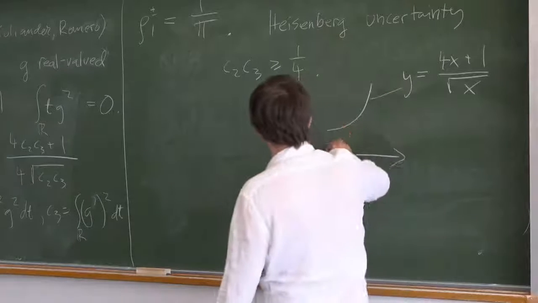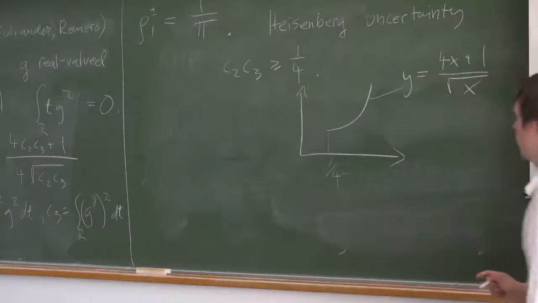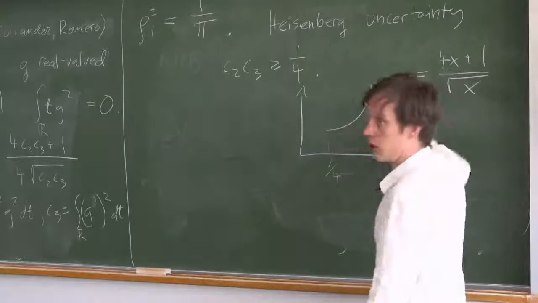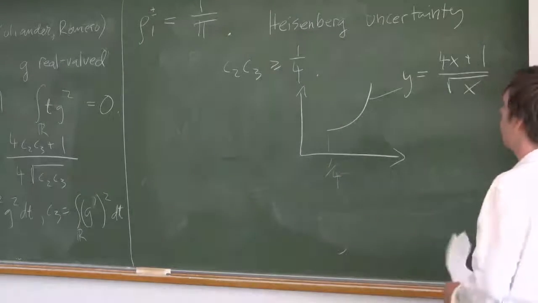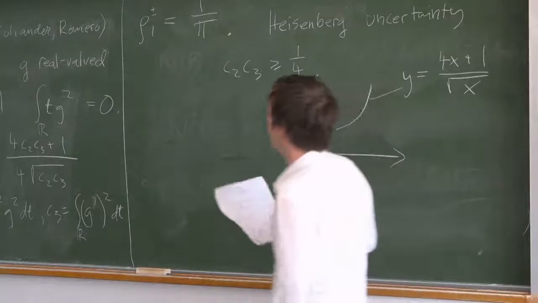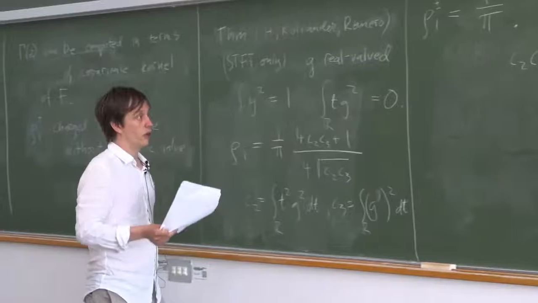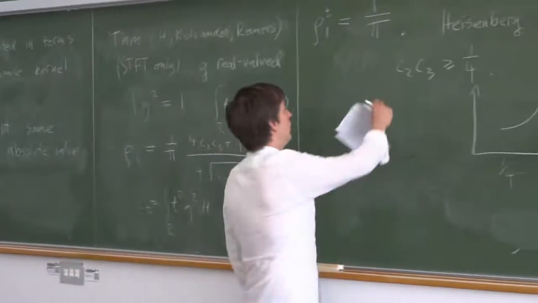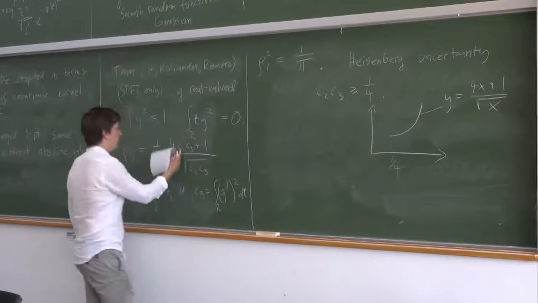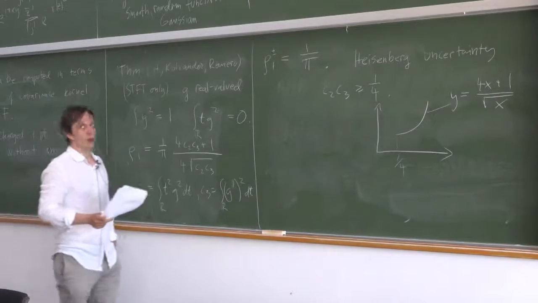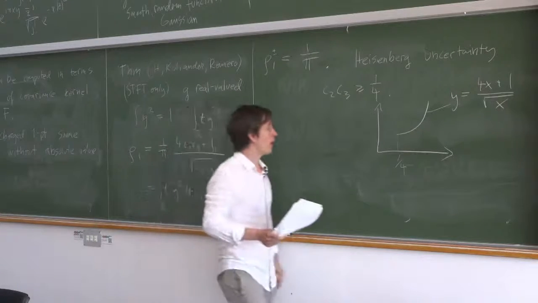And here I have a global minimum at 1/4. So this is an increasing function after this point, 1 over 4. So this tells you that this expression rho 1 is minimized for a Gaussian, because that's what minimizes this product C2 and C3, and then it's an increasing function of this product, this uncertainty, if you want to call it that.